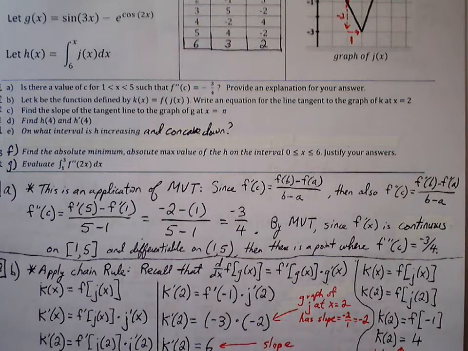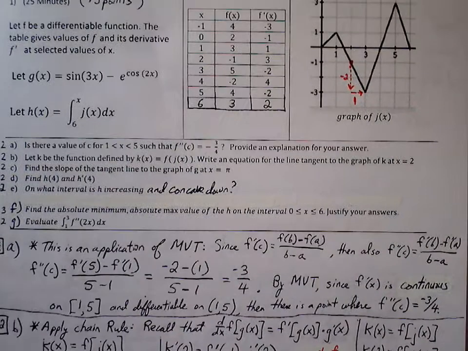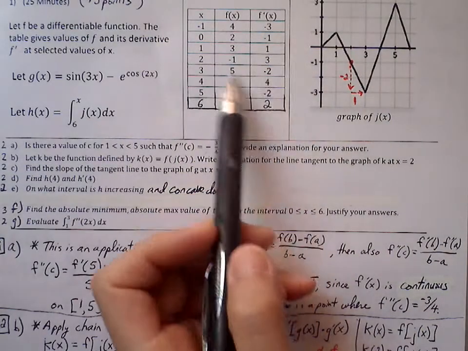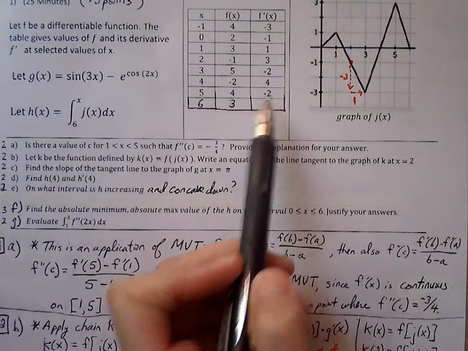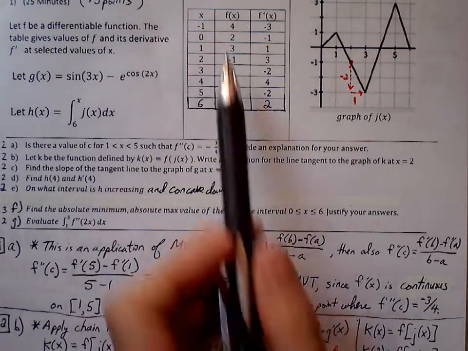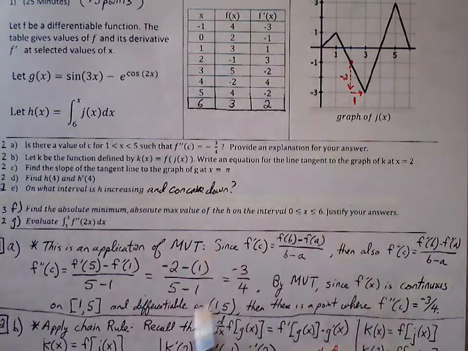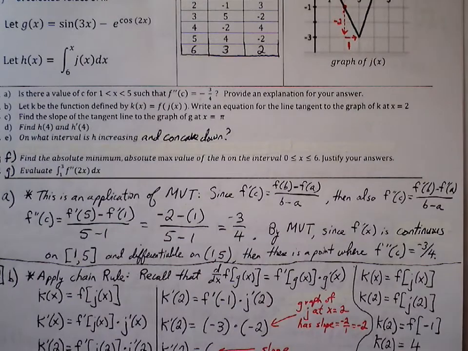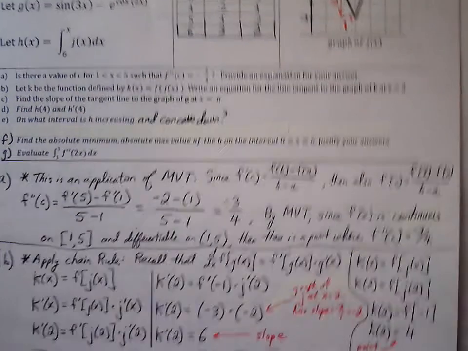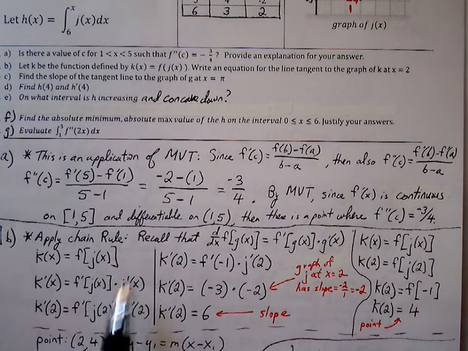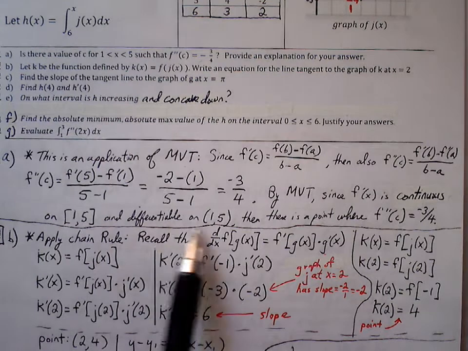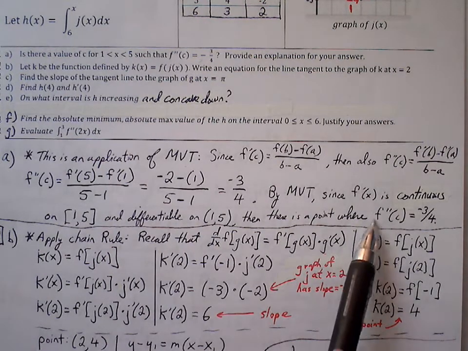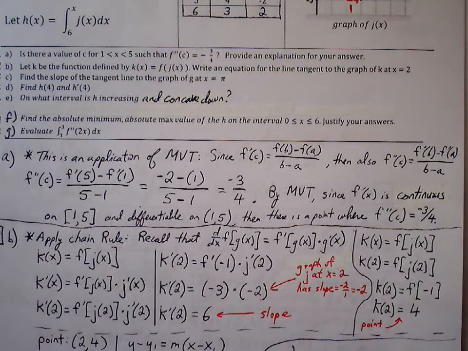So f prime of 5, we look at our table here, f prime of 5 is negative 2, f prime of 1 is 1, so negative 2 minus 1 over 5 minus 1, that does reduce to be negative 3/4. So by mean value theorem, since f prime is continuous on the closed interval and differentiable on the open, then there's a point where f double prime is equal to negative 3/4.